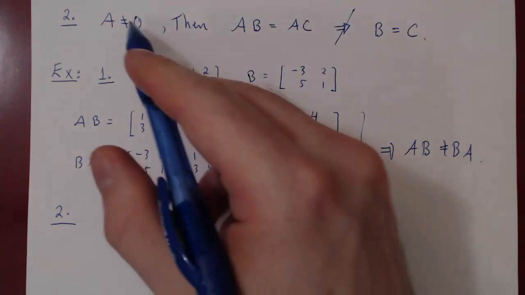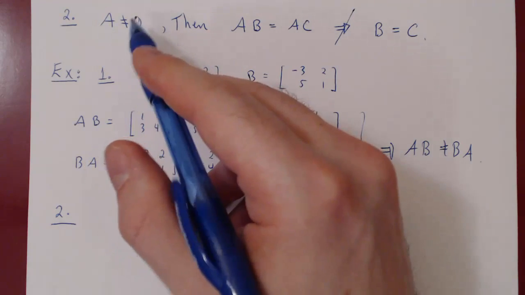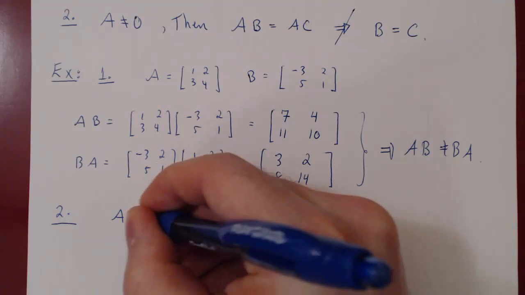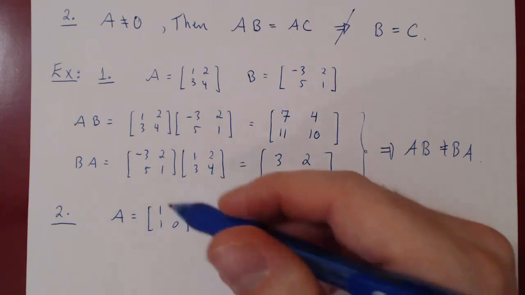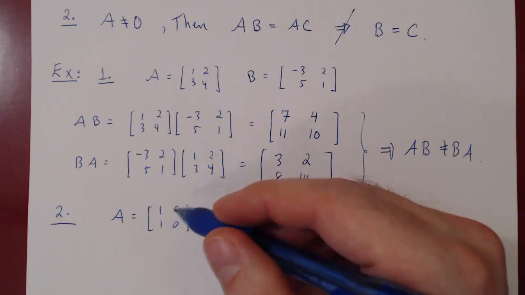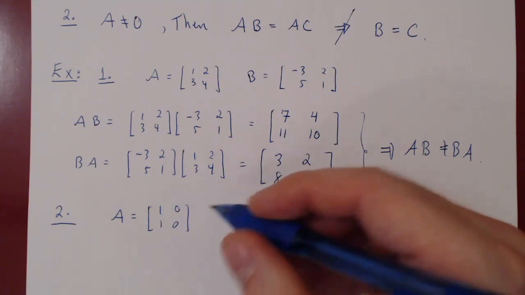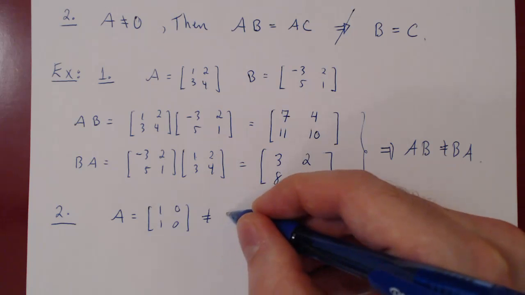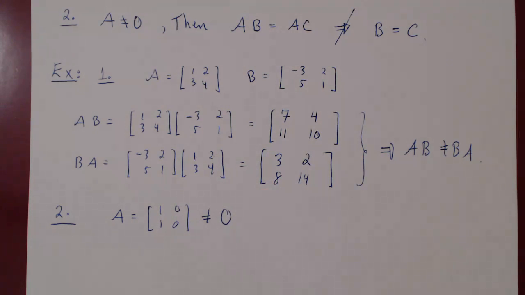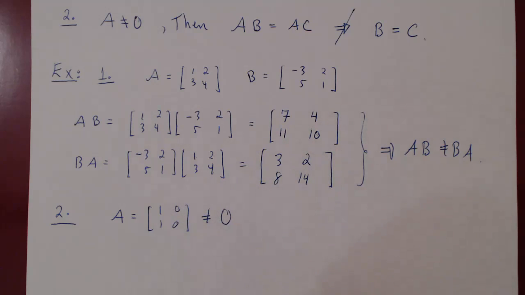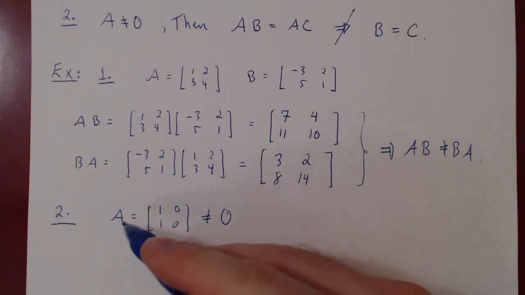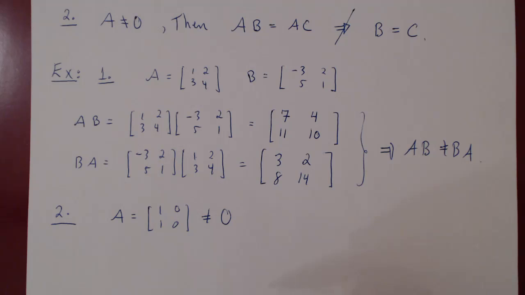So we need here a non-zero matrix for A. So I will take the matrix 1, 0, 1, 0. Sure, both of these are zero entries, but these are not. And so A is not the zero matrix, which we write as a larger 0, because the zero matrix is the matrix where every single entry would be 0. This is not the case, so A is not the zero matrix.